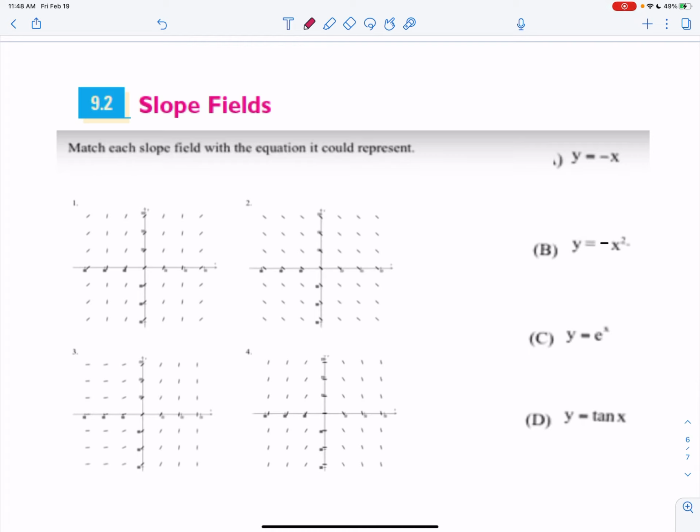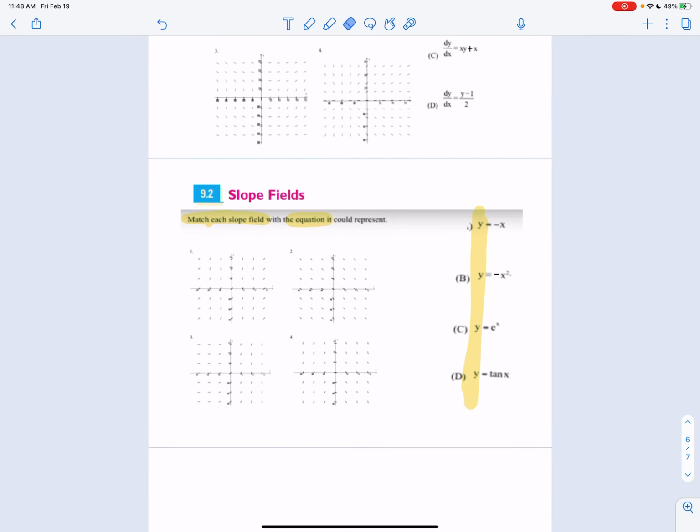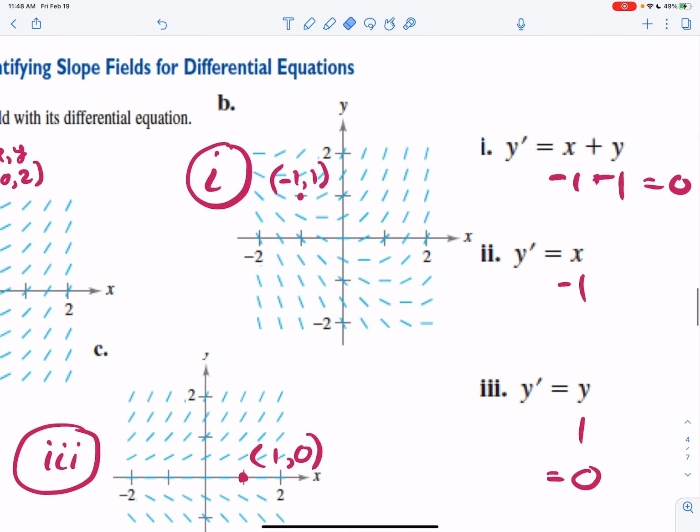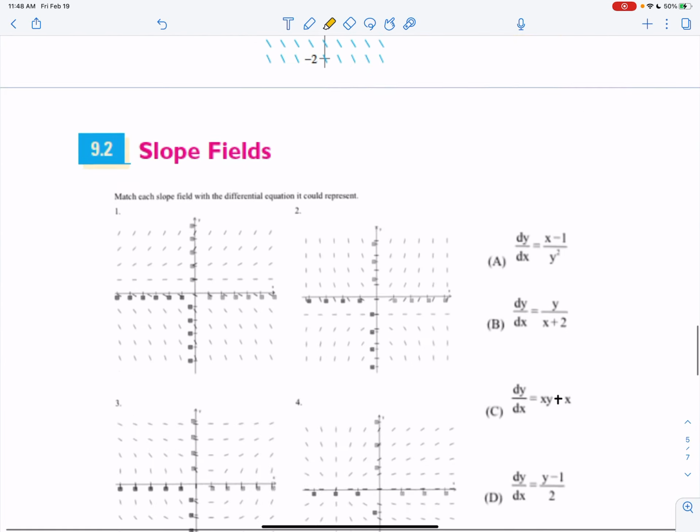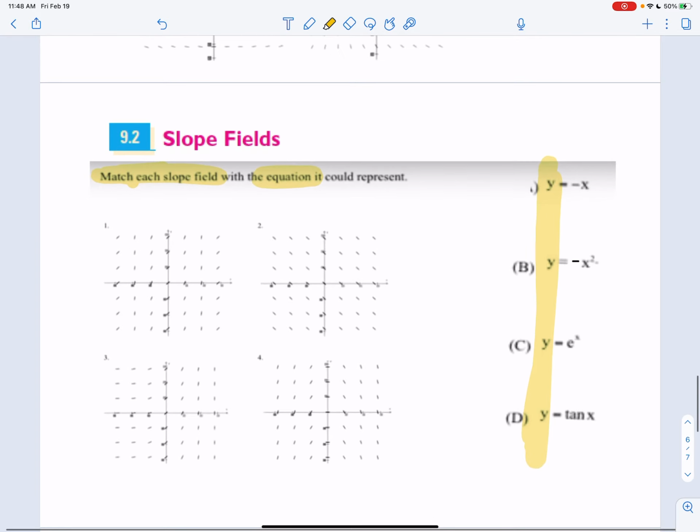This one is a little bit different because you are matching the slope field with the equation, the original function. So it's not as easy as just focusing on the slope like the last problem, okay? Notice how the choices in the last one were all derivatives, so we were able to focus on points. But when you're dealing with the original function, you're trying to see which slope field behaves like which of these functions here. So here's what I mean.